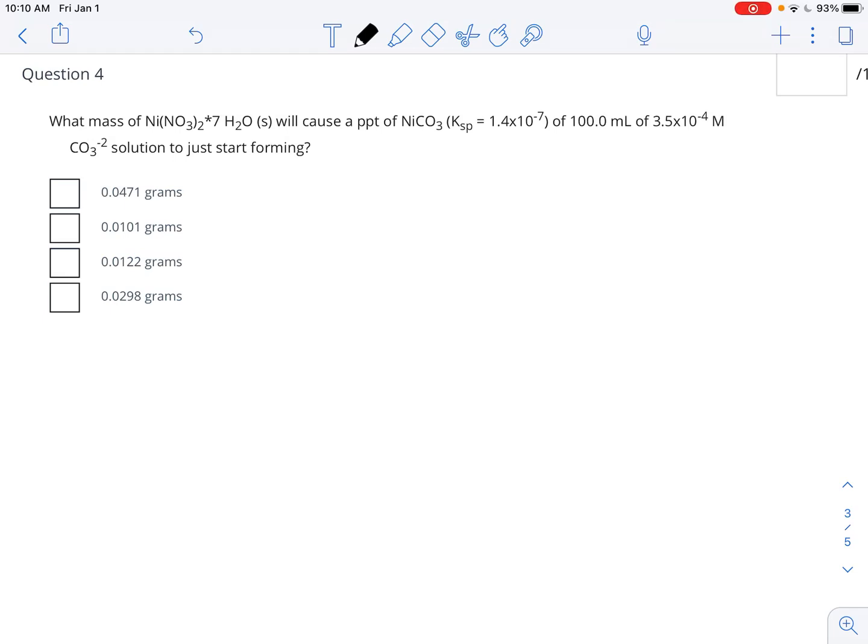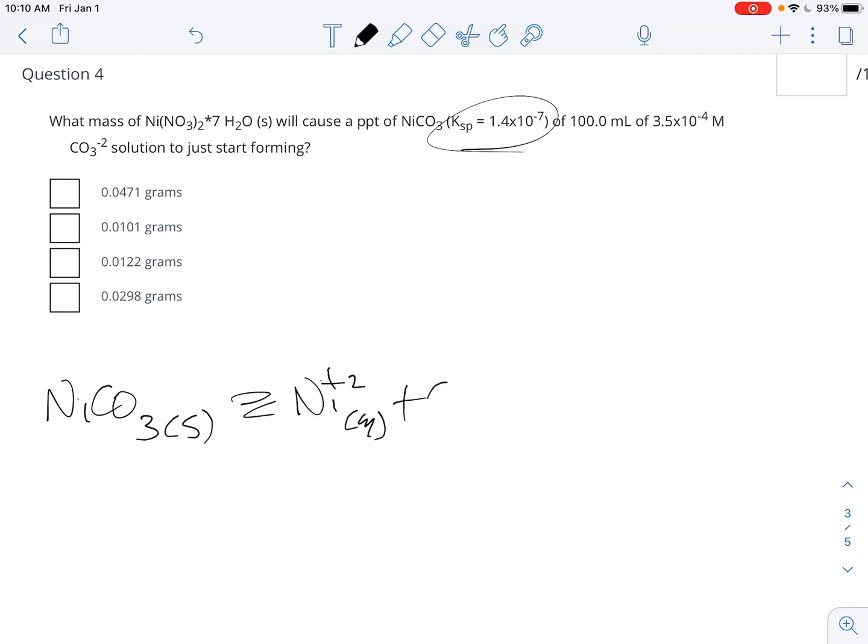Here we are at number 4. Number 4 is just like number 3 with a couple added layers of awfulness onto it. But basically you're trying to cause a precipitate. Okay, fine. If we're trying to cause a precipitate and it's a Ksp problem, we can set these up every single time the exact same way.